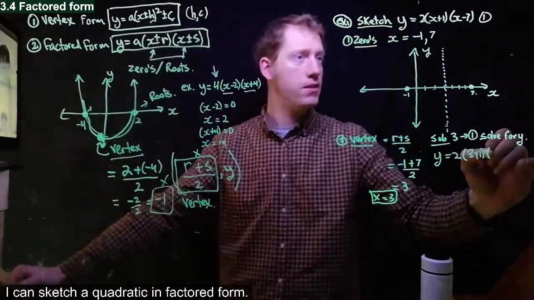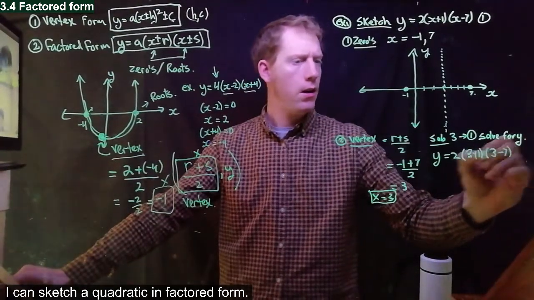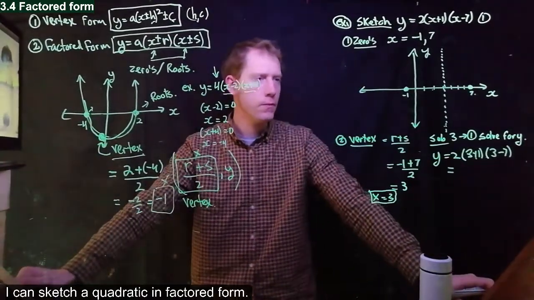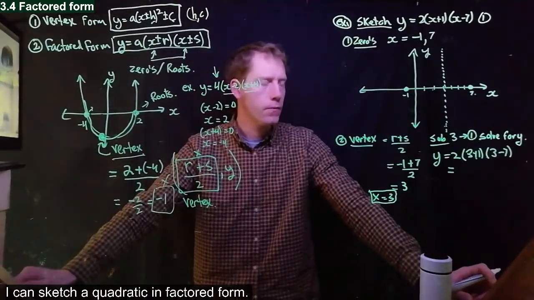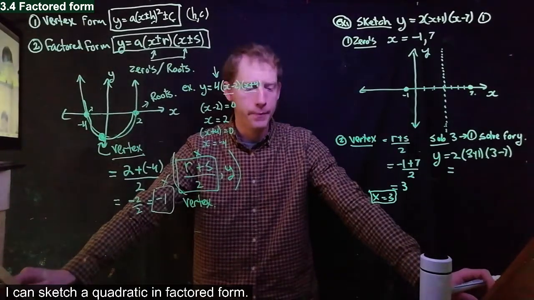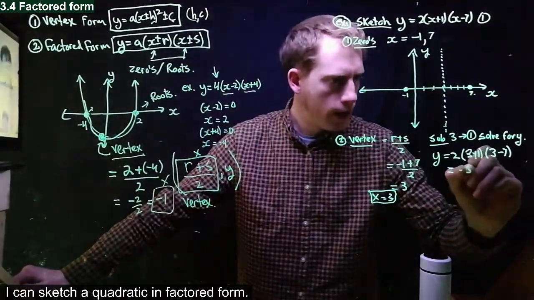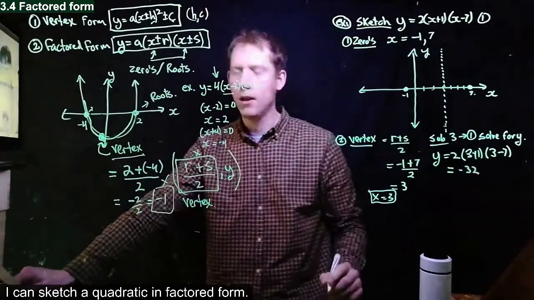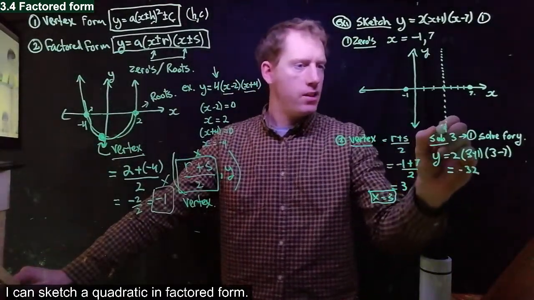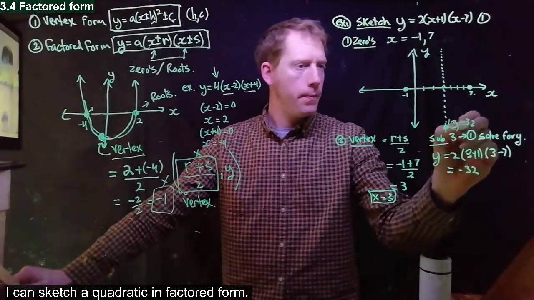Bruce, can you put this in? What do we get? 3 minus 7. What is the output here? What do we get? What is the y output? Negative 32. Okay? So, therefore, the vertex, this point right here, is 3 comma negative 32.